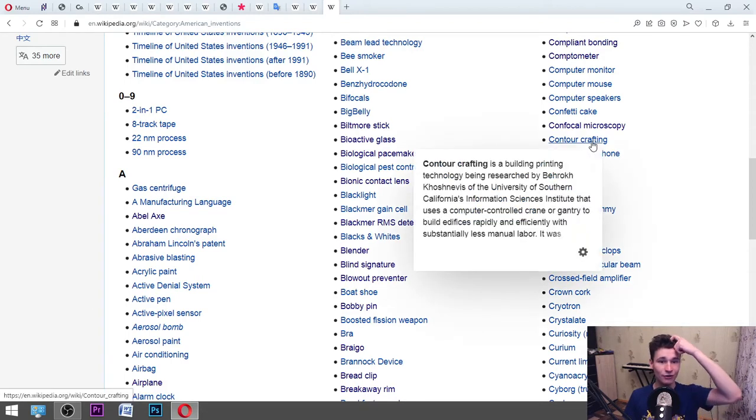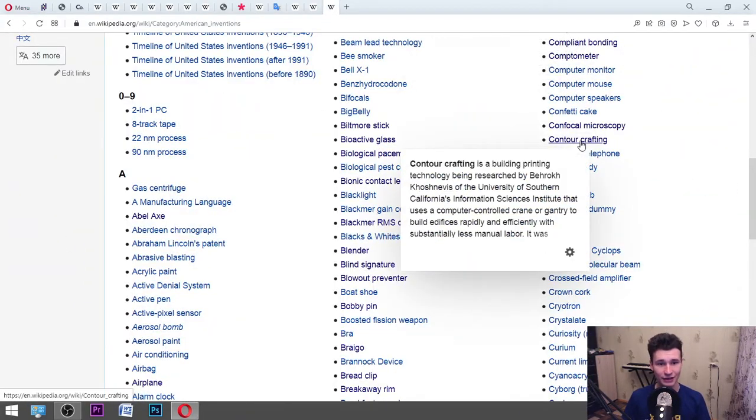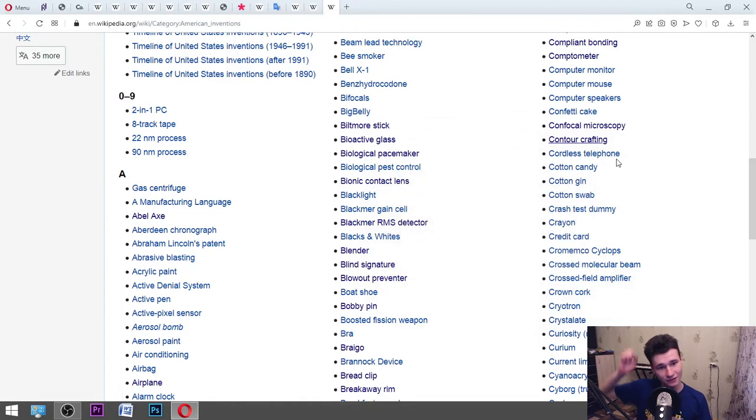So we have the contour crafting. It's a building printing technology being researched by Behrokh Khoshnevis of the University of Southern California's Information Sciences Institute, that uses a computer-controlled crane or gantry to build edifices rapidly and efficiently with substantially less manual labor. Okay, it is contour crafting. It is the specific contours, I think, so like circuits or something. And it was created at Information Sciences, yes, I think so.